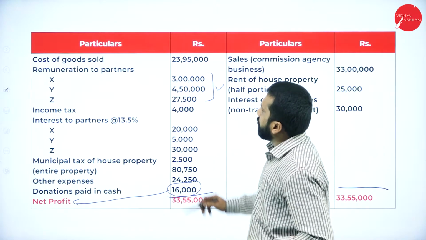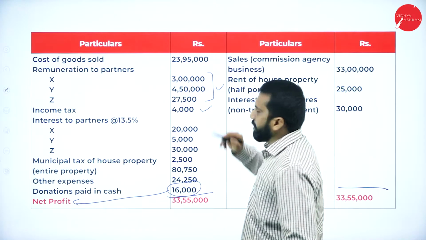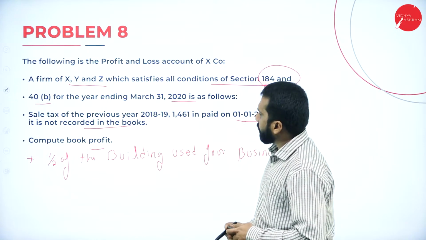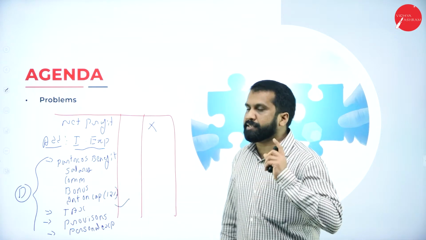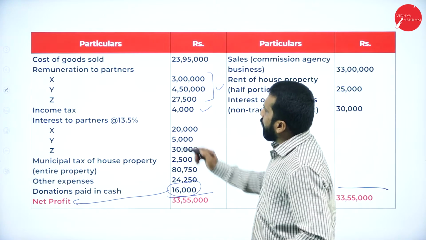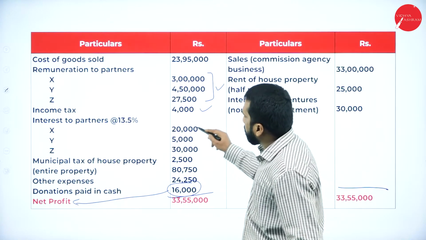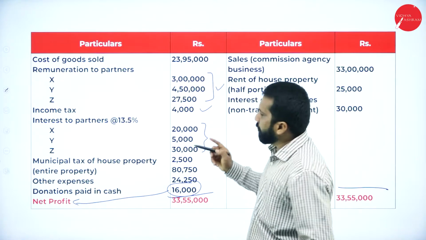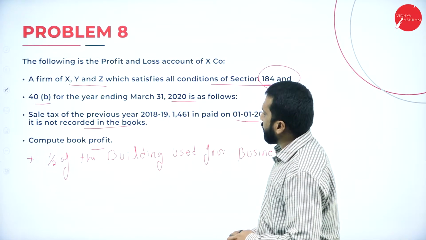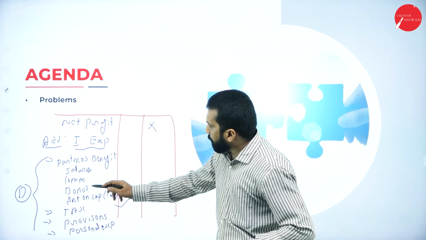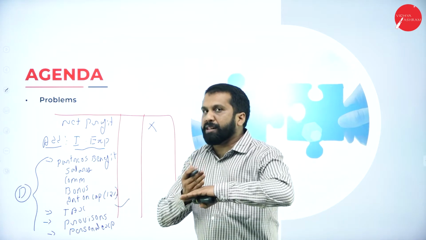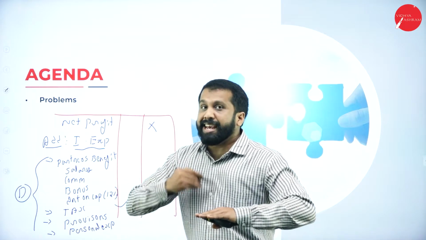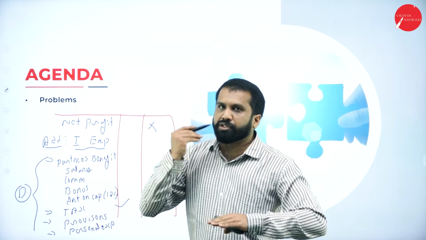Then, income tax, yes. Again, go back to our format. In the format I have mentioned, income tax we have to consider. After income tax, interest on partners' capital. Again, we'll go back to our format. As per the format, we should take interest on capital, but up to what limit? Up to 12% we are not supposed to take. Excess of 12% we should take.